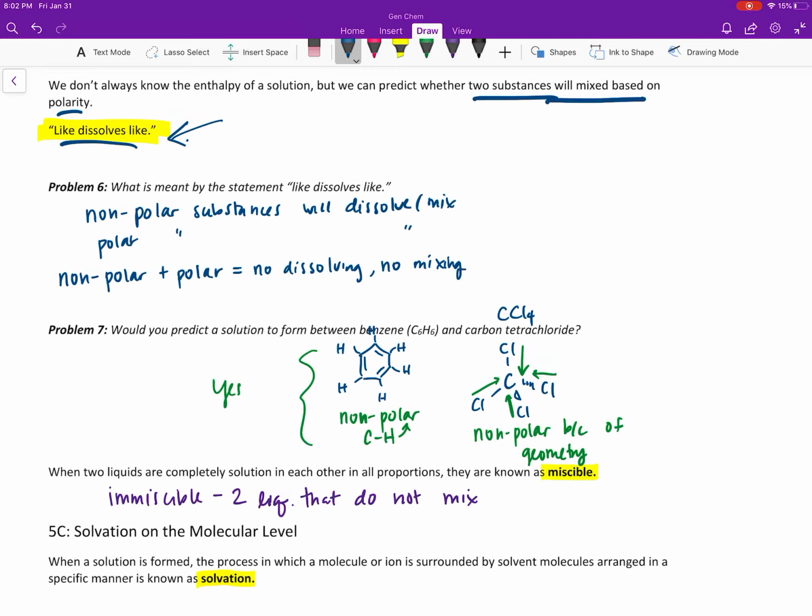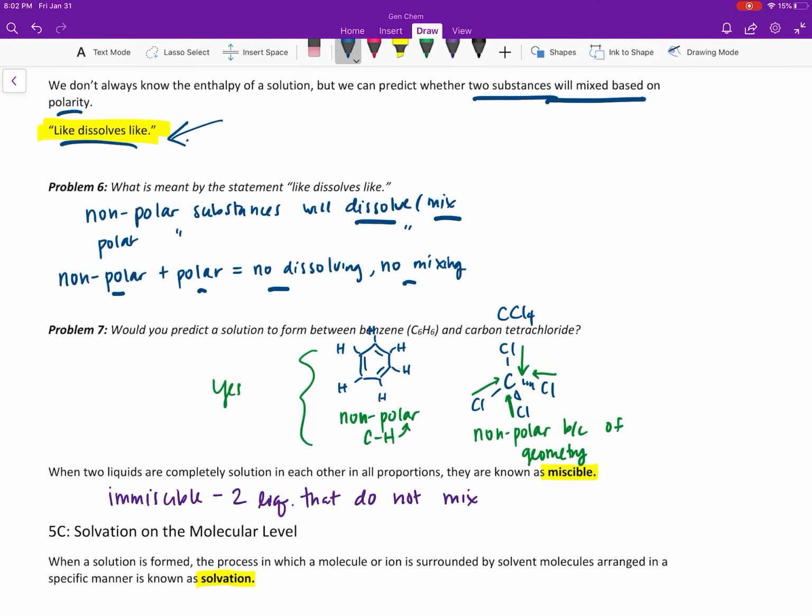And that was like dissolves like. You need to know that rule. It's a very important rule. So what that meant was nonpolar substances dissolve nonpolar substances, and polar substances dissolve in polar substances. And this could be dissolve or mix. And then nonpolar and polar, they do not dissolve each other.